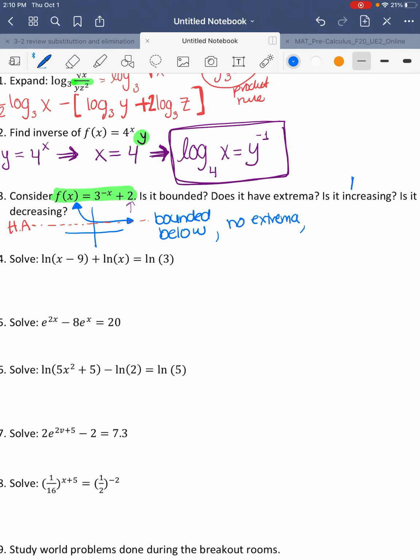And we said that it doesn't increase. This is decreasing. So decreasing, no extrema, bounded below.